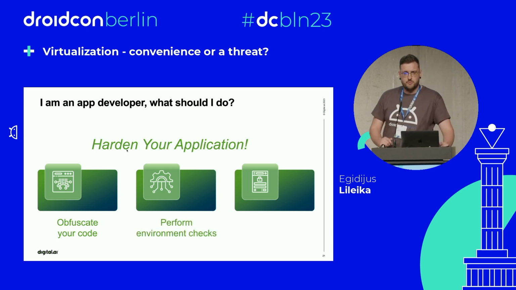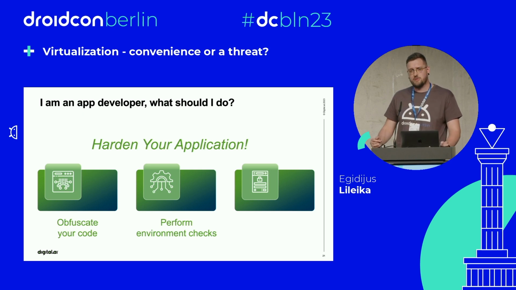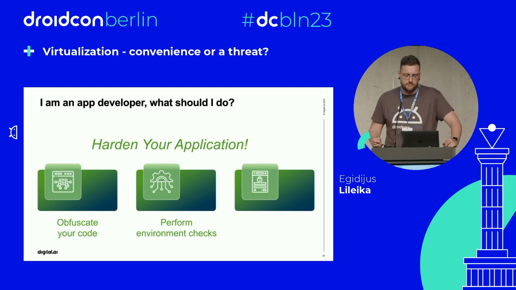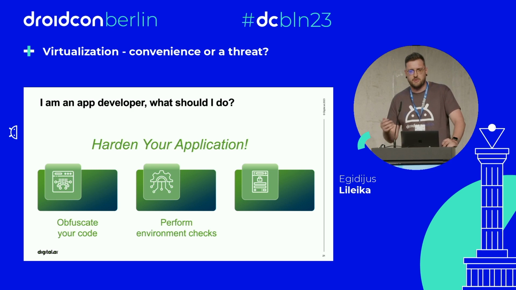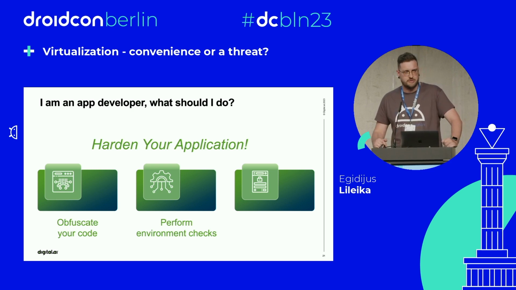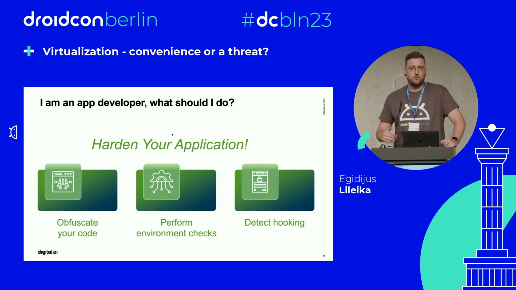The next thing is to perform environment checks. Virtualization software actually leaves a lot of artifacts in the environment that can indicate that you're running in virtualization software. Some of the virtualizers are actually really easy to detect. And last but not least, detecting hooking or hook framework presence can help you a lot.